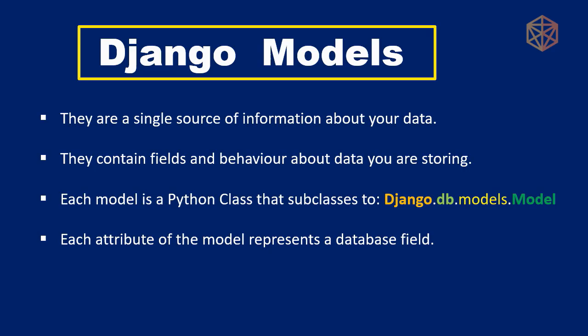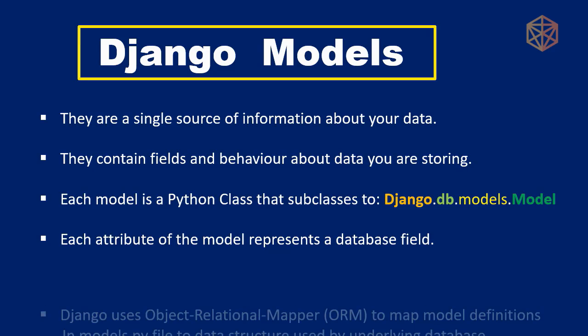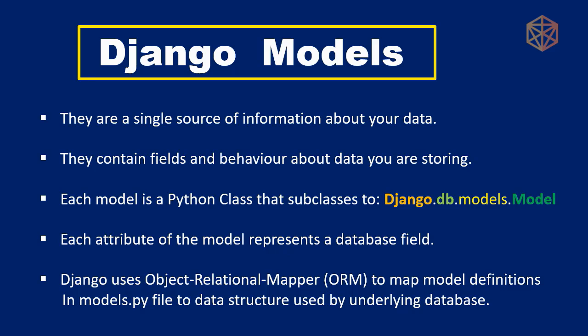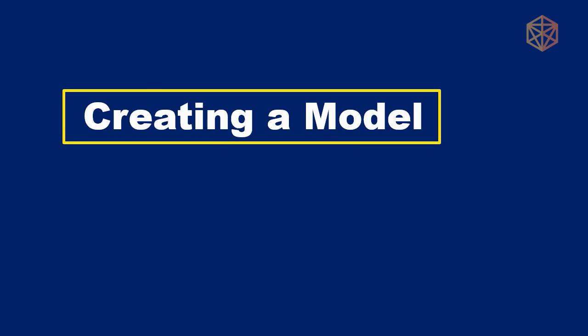Django uses the object relational mapper to map the definitions in your models.py file to the structure in the database. The model defines the structure of the data you are storing in the database. Models are very useful because we use them to interact with the database. So let's go ahead and create a model inside our models.py file, which is located in our Django app.